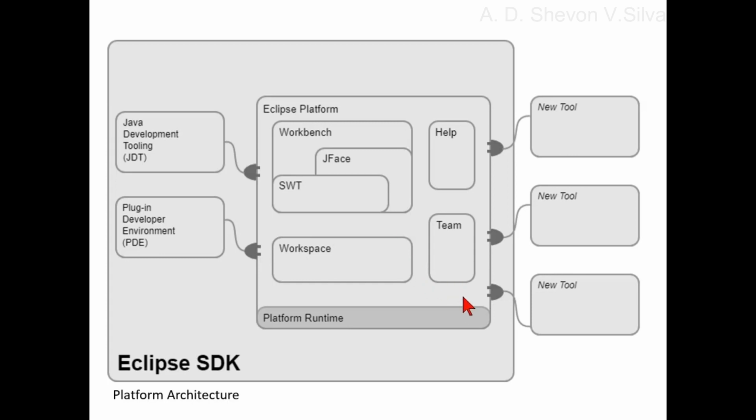Team support. The team plugins allow other plugins to define and register implementations for team programming, repository access, and versioning. Debug support. The debug plugins allow other plugins to implement language-specific program launchers and debuggers.